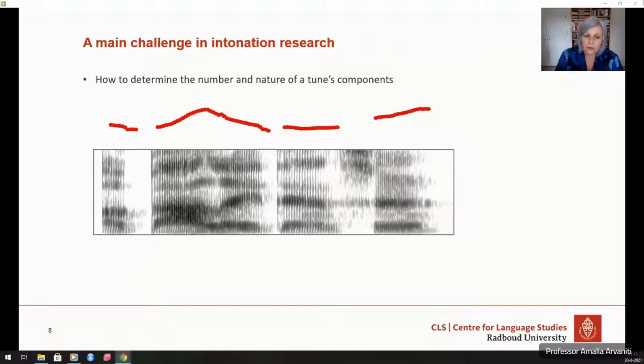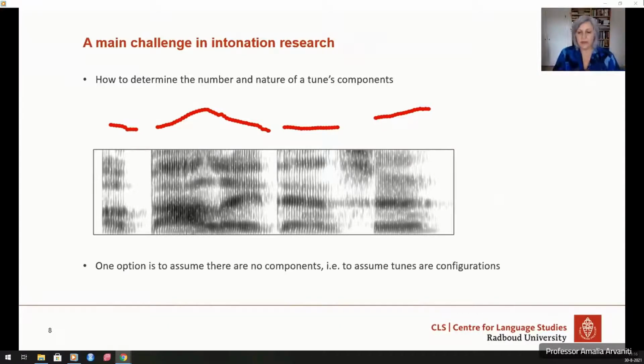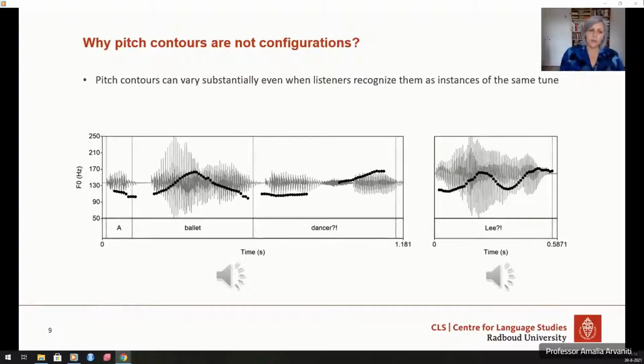We can juxtapose that to what we find when we look, for example, at a spectrogram. Even if you're not a trained phonetician, you can see natural changes in the signal. And that can help you figure out what is going on. Now, because of this particular challenge in intonation, we have several theories that assume that tunes do not have components. They see them, in other words, as configurations or gestalts, as one big blob. And I would like to say a little bit about why that does not work. Why are pitch contours not configurations?